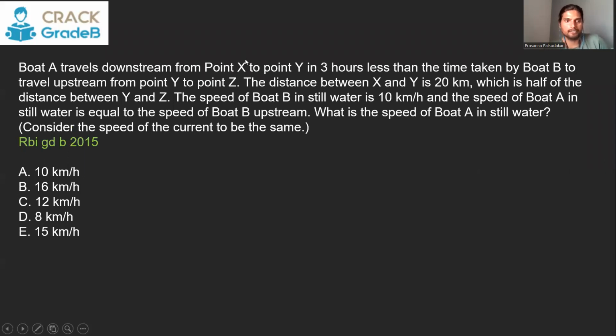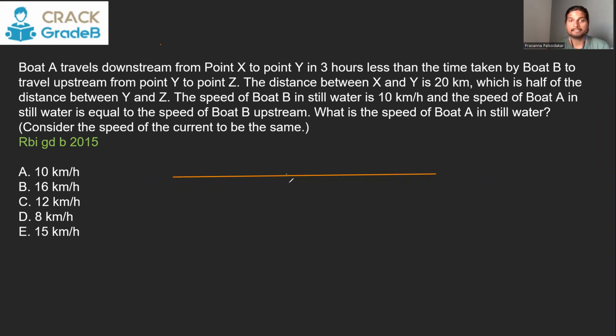Now, this is a good, challenging, lengthy question that they ask in RBI Grade B. But of course, if you understand the concept, it's not that hard. Boat A travels downstream from point X to point Y in 3 hours. Point X to point Y, boat A is going to take 3 hours less than the time taken by boat B to go from Y to Z.